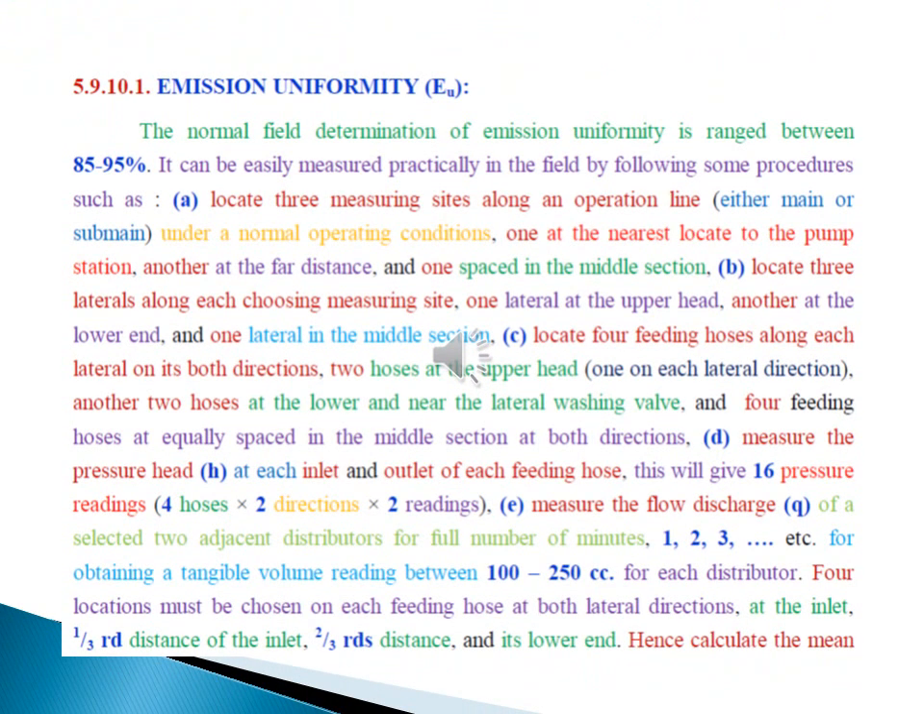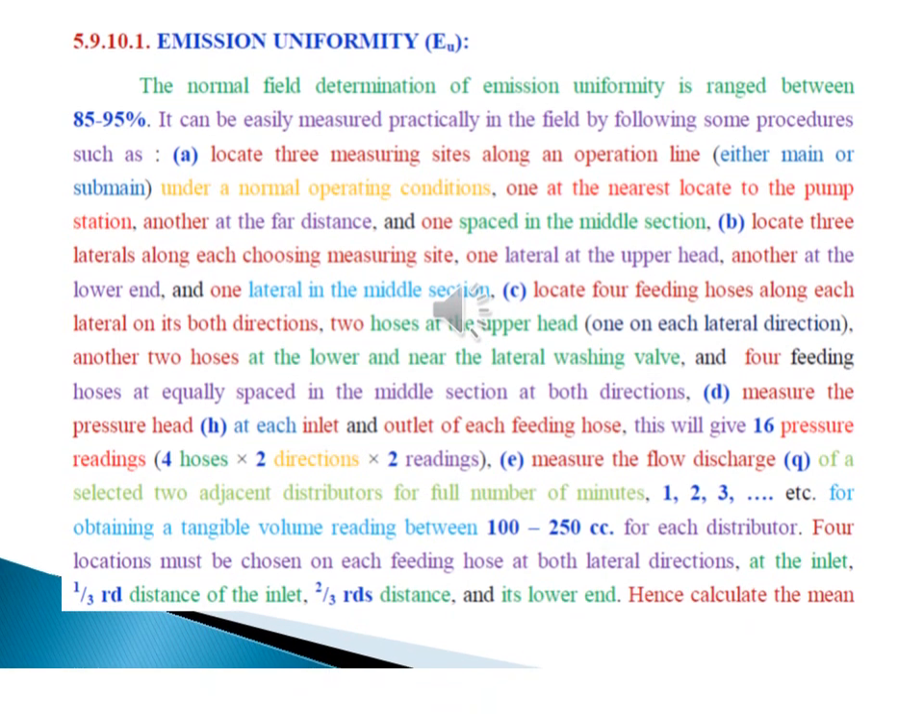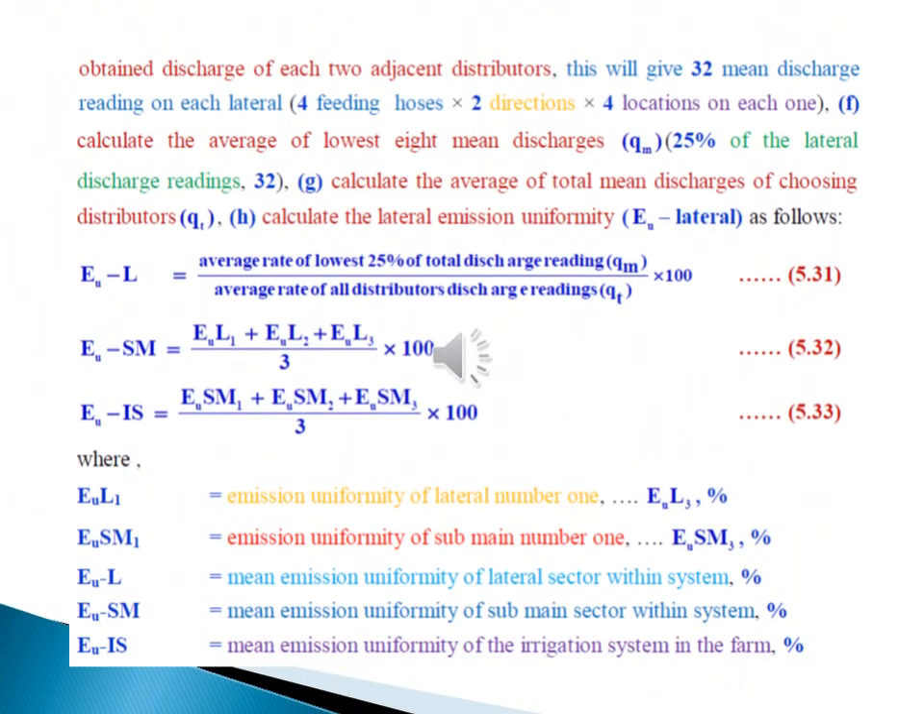Emission uniformity. The normal field determination of emission uniformity ranges between 85 and 95%. It can be easily measured practically in the field by following simple views, as illustrated in front of you. It is so clear and easy. The rest of the calculation, the emission uniformity of the lateral, submain, and for the whole irrigation system in the field, is shown in the enclosed equation.